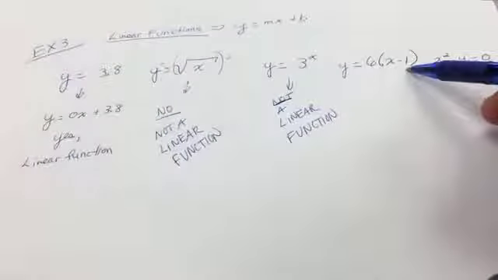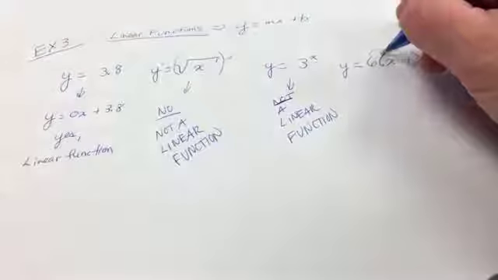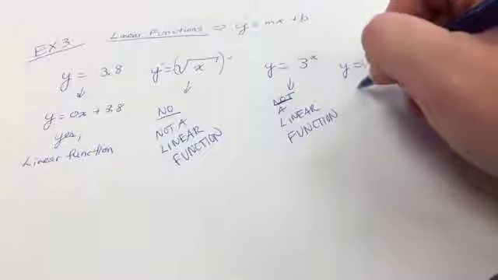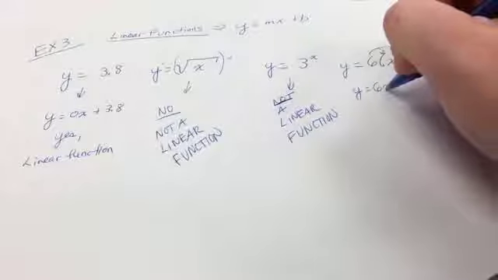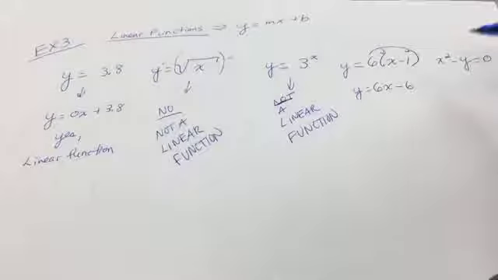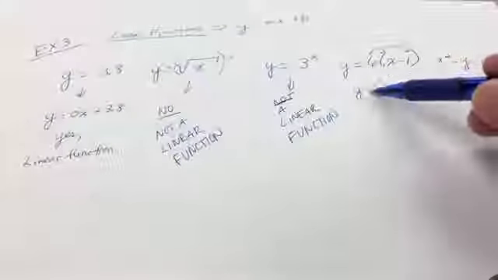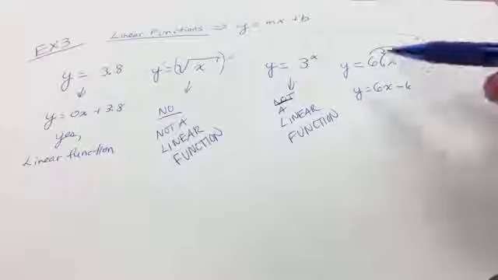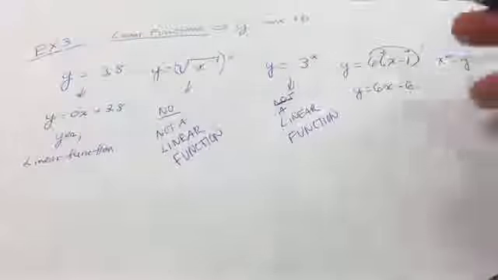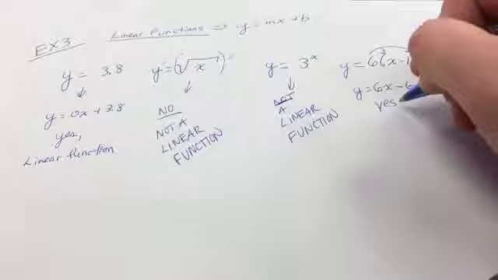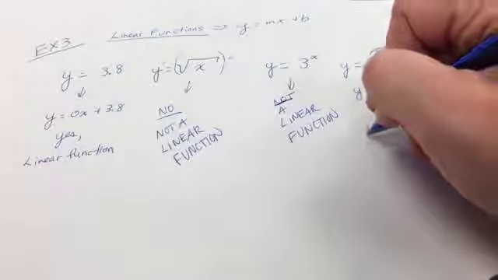In this example, if I were to distribute my 6, I would end up with y equals 6x minus 6. Is this in the form of y equals mx plus b, where m and b are constants? The answer is yes. So this is a linear function.